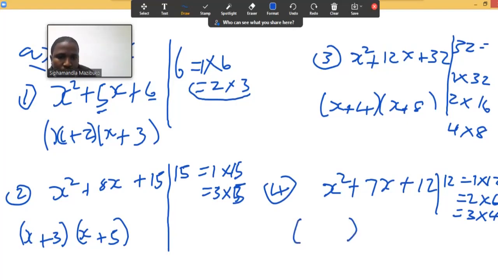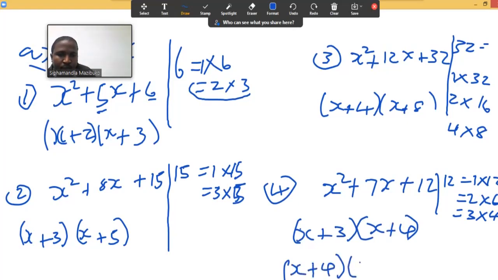In this case, we're looking at x and x. We need to put our x here and our x here. So the factors should be 4 and 3, plus and plus. So we have done factorizing. It doesn't matter either way. You can write x plus 4 and x plus 3. It still means the same thing. So you don't have to worry about the arrangement of it. You can write it in any way you want.